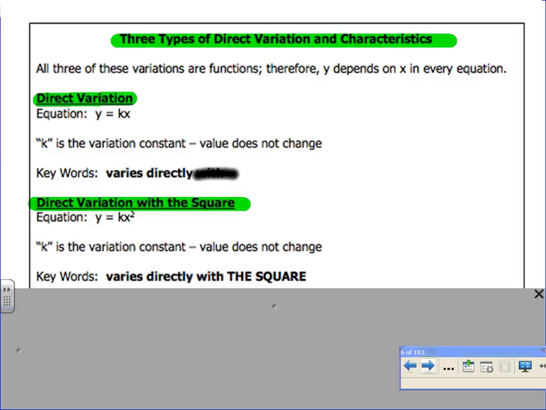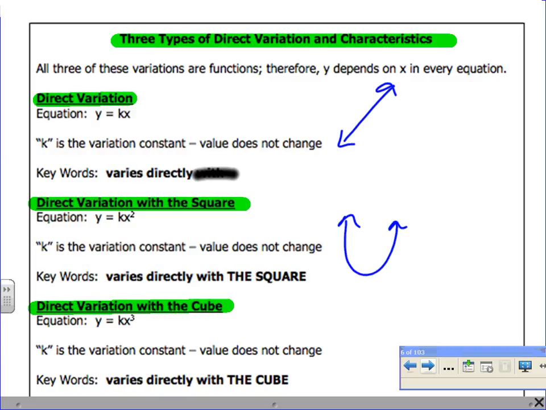So let me just draw a picture real quick. This one will be linear. That one's a parabola. And yes, it could be this way or upside down. Eric, what do you think the third one is? Good. What do you think it's called? Direct variation with the cube. Good job. See how smart you guys are?